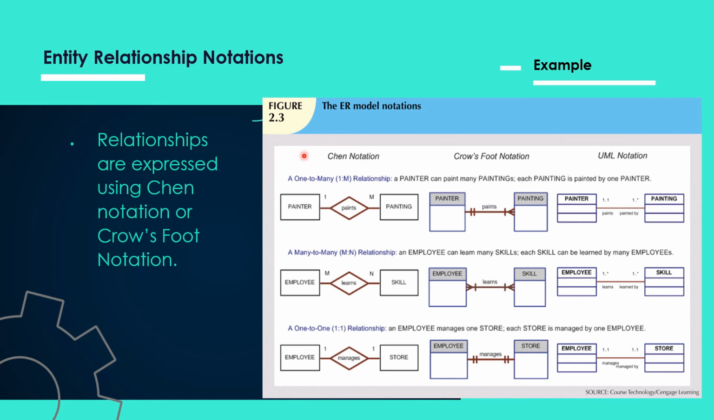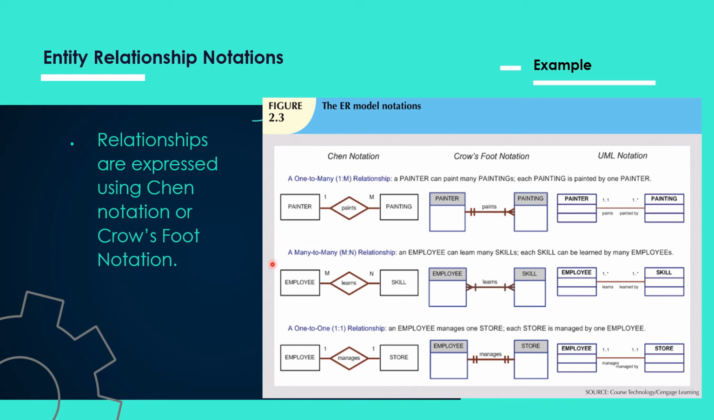In chain notation, we use alphabetical and numerical symbols like 1, M, and N. For a one-to-many relationship, for example, a painter can paint many paintings and each painting is painted by one painter. It can be portrayed in an ERD like this. One painter paints many paintings. In Crow's Foot notation, however, these symbols can be used. This is the symbol for one and this is the symbol for many.